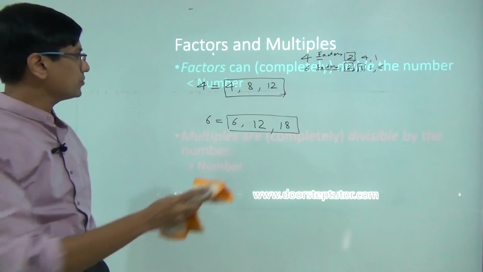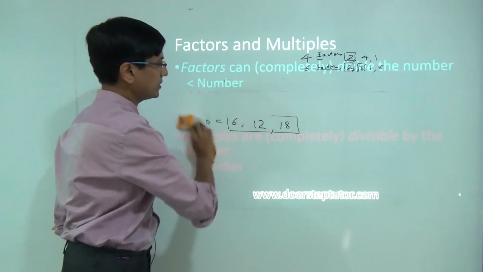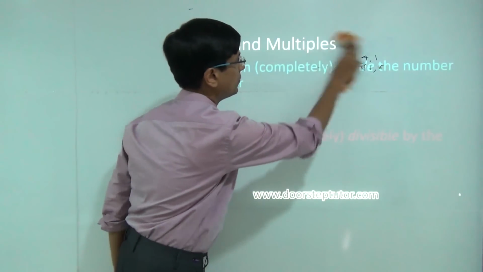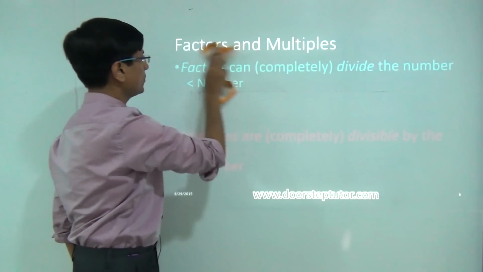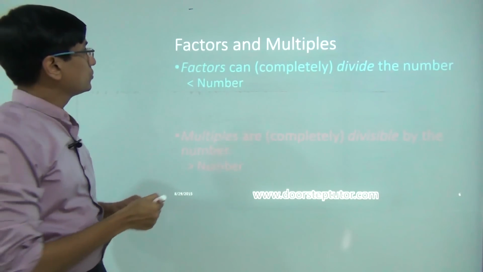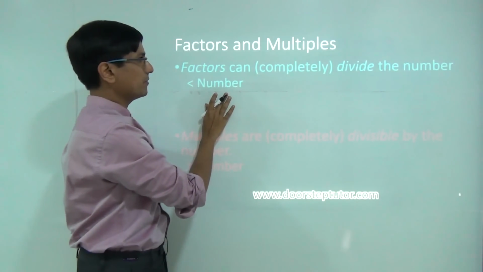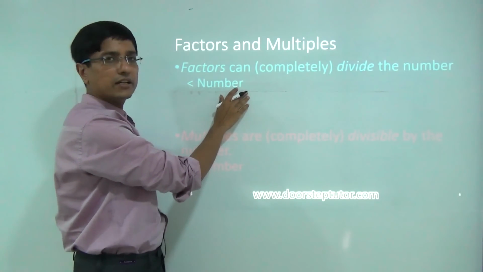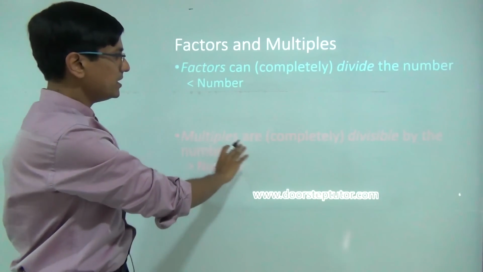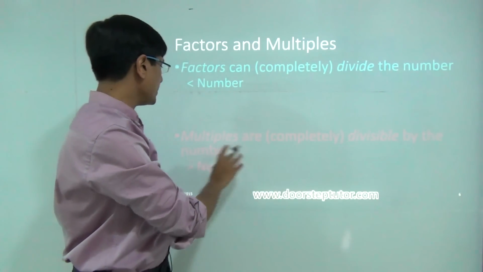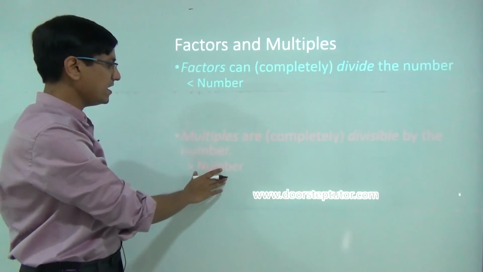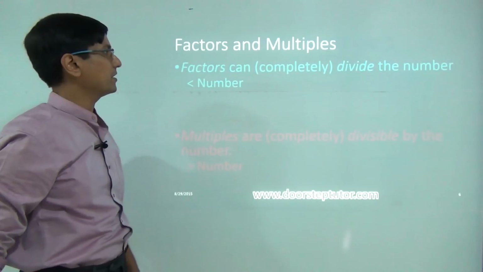So now, to summarize, let's look at this once more, because, like I said before, a lot of people get confused. If you look at it again, factors can completely divide the number. They are always less than the given number. Multiples are completely divisible by the number, and they are necessarily always greater than the number.